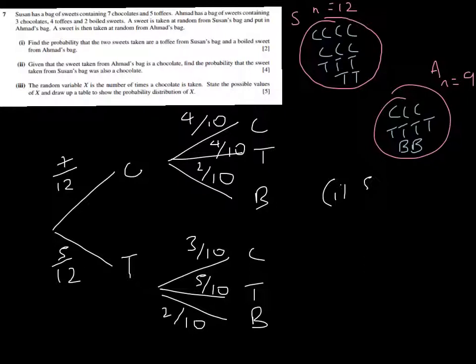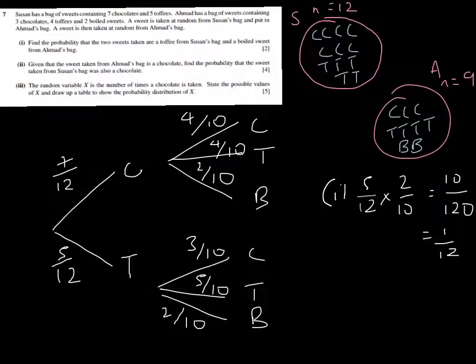So 5/12 times 2/10, which equals 10 over 120, which equals 1/12. And you could put that as a decimal, but 1/12 is, I guess, the most accurate way to put your answer. Okay, so on to part 2, which is a conditional probability question.